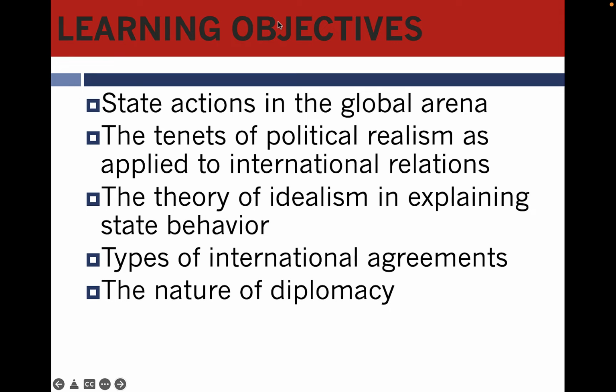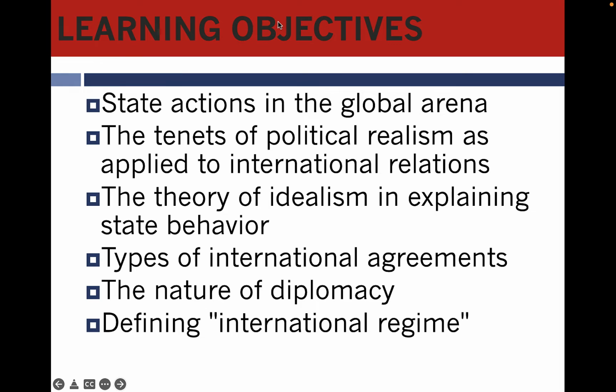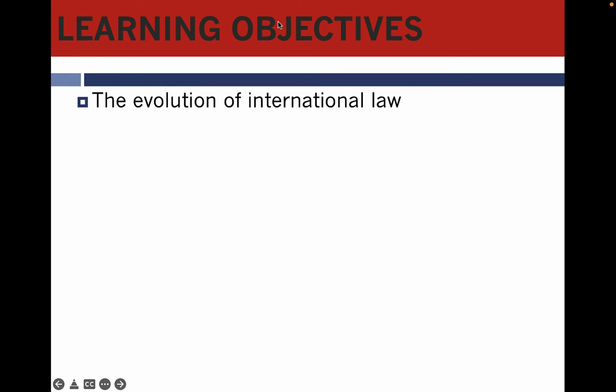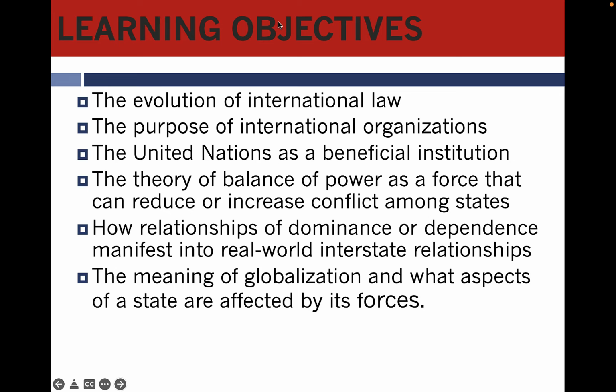We're going to talk about realism and the theory that it has as we apply it to the subfield of international relations. We're going to talk about the theory of idealism, trying to explain how states act. We're going to talk about different types of international agreements, diplomacy, and define international regimes. We're also going to look at some of these things in detail, where we talk about globalization and the United Nations and a lot of these IGOs and NGOs, international government organizations and non-governmental organizations, and how they act and react and deal with each other.